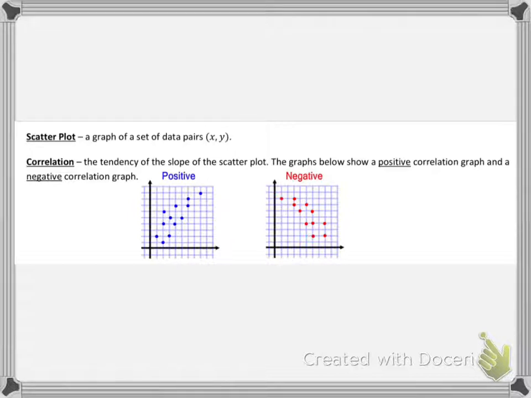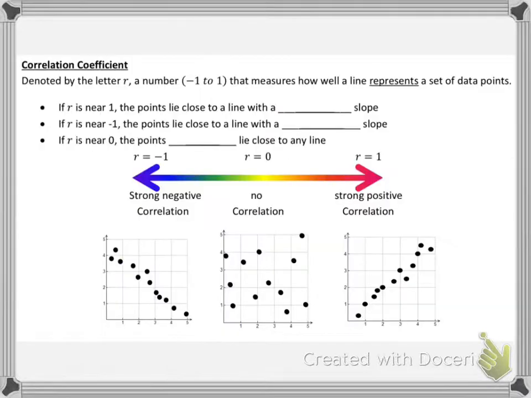A scatter plot is a set of data pairs, so you know it'll be points plotted all over the graph. Correlation is the tendency of the slope of the scatter plot. The graphs below show a positive correlation and a negative correlation. Positive correlation is when all of your dots are going up from left to right, and negative correlation is when they're going down from left to right.